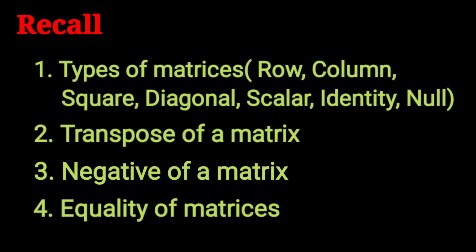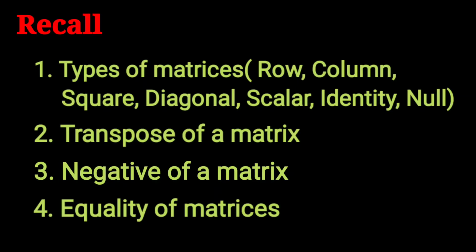And what's the transpose of a matrix? Transpose of a matrix can be obtained by interchanging its rows and columns. How do you get transpose of a matrix? Just by interchanging rows into columns. When you change the rows into columns, automatically columns change into rows. That's why we can obtain the transpose of the matrix.